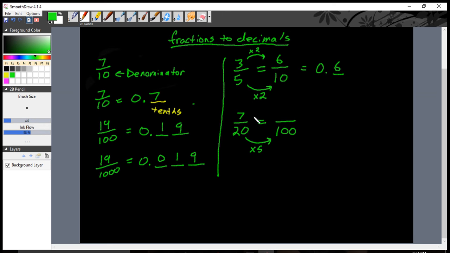So we need to multiply that 7 by the same thing. We're going to multiply times 5. 7 times 5 is 35. Now we have 7 over 20 is the same thing as 35 over 100. And now we can write this as 0. There's 2 places, tenths, hundredths, and we'll put 35 there. Alright, now it is your turn.